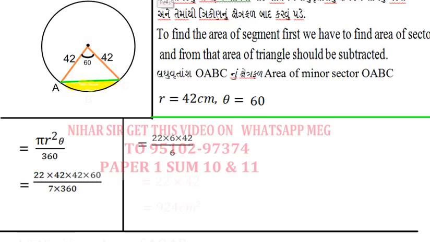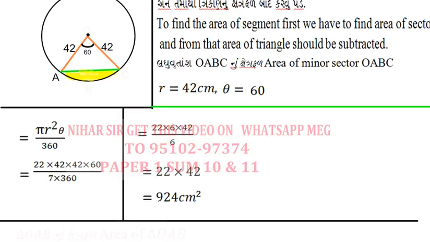So how I will simplify? That's 60, 6 are 360, 7, 6 are 42. So remaining 20, so 6, 42, नीचे 6. So 6, 6 cancel, 20 to 42. So my answer is 924. Now आगे क्या करना है?